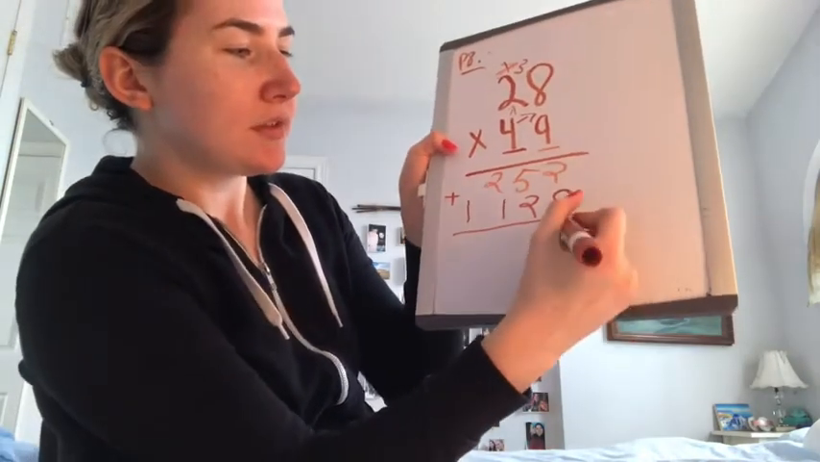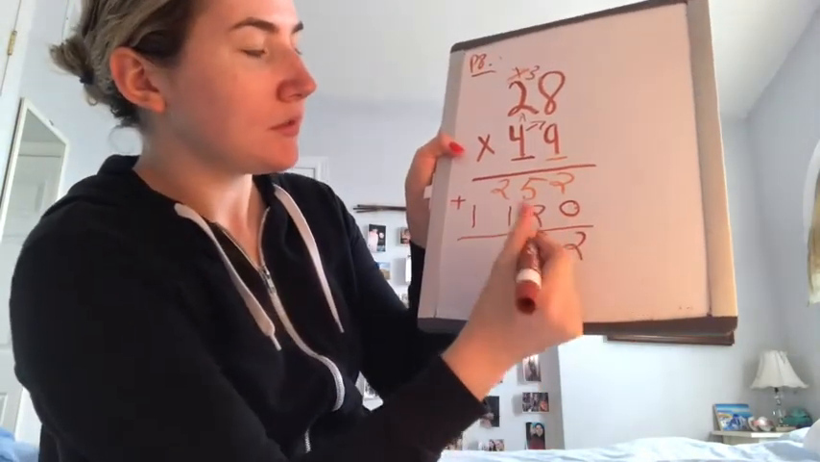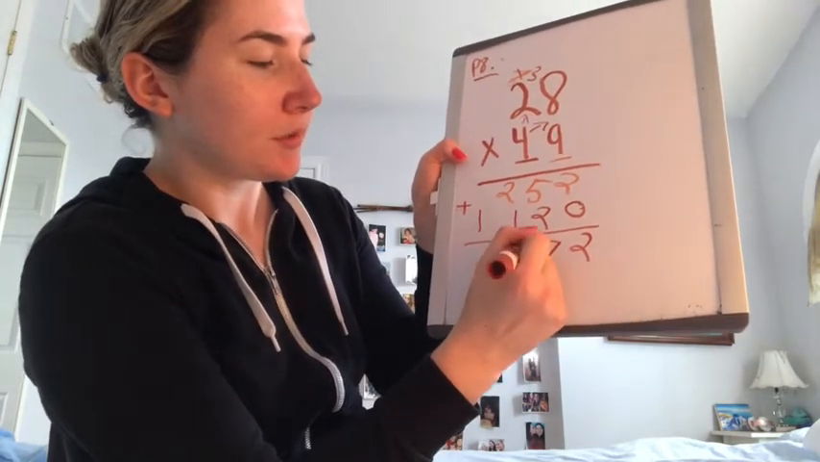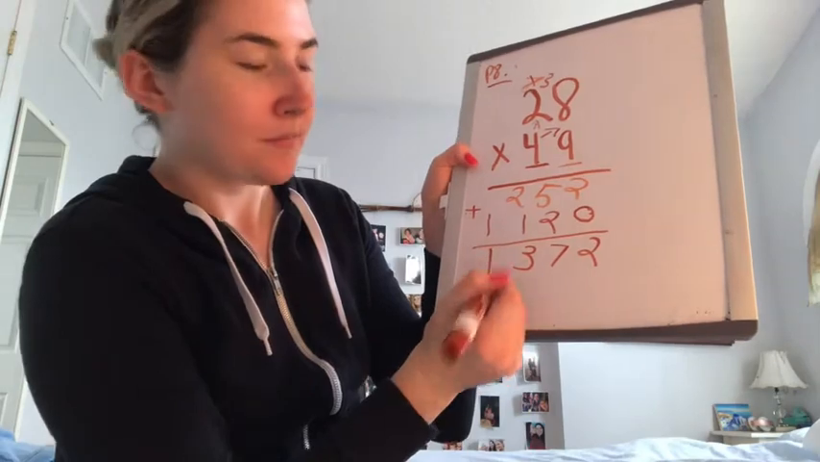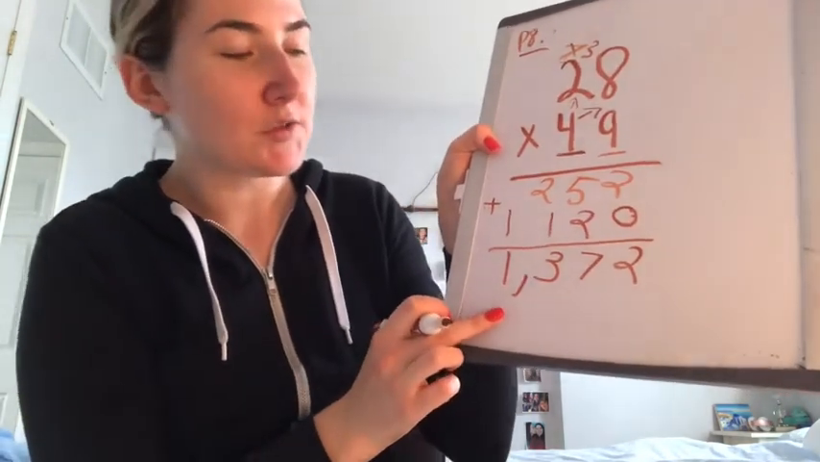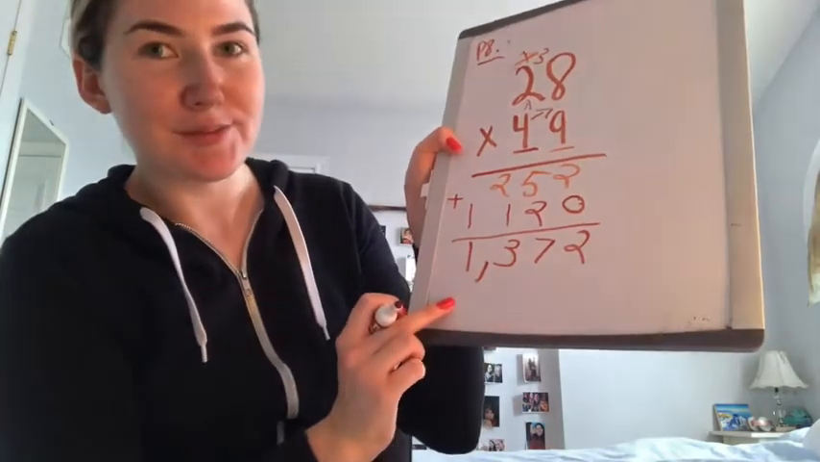And now we have to add these two together. So 2 plus 0 is 2, 5 plus 2 equals 7, 2 plus 1 equals 3, and then we have 1. So make sure we add our comma to show the thousands place, and our answer is 1,372. So you can pause here and finish up part 8 and come back for part 9 when you're ready.